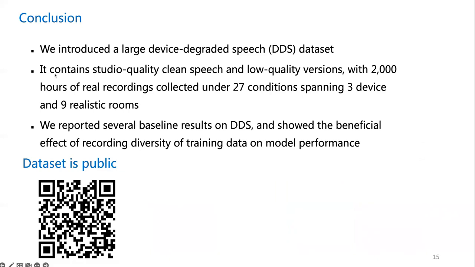Last, for conclusion, in this work, we introduced a large-scale device-degraded speech dataset. It contains the studio quality clean speech and its aligned low-quality versions with nearly 2,000 hours of real recordings collected under 27 conditions, spanning 3 devices and 9 realistic rooms. We reported several baseline results on DDS and showed the beneficial effect of recording diversity of training data on the model performance. The dataset is public, which can be accessible from this QR code.